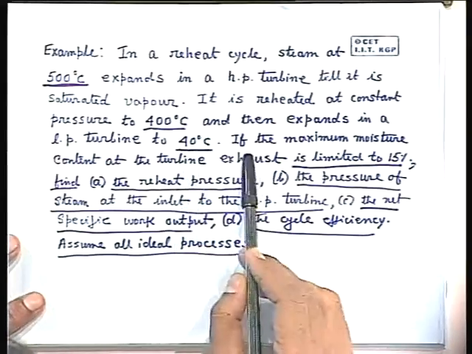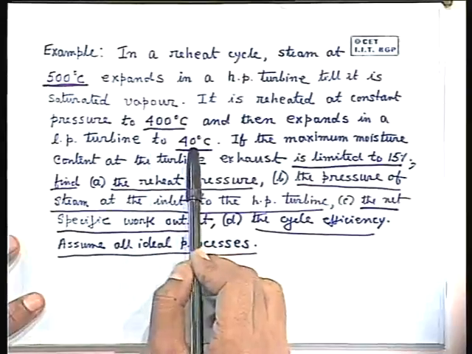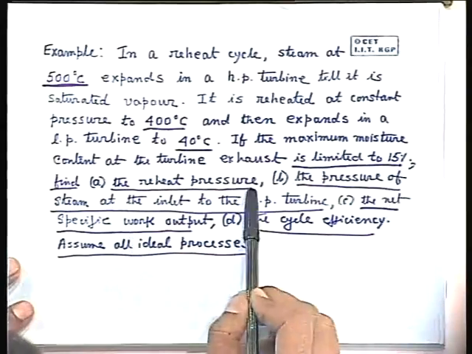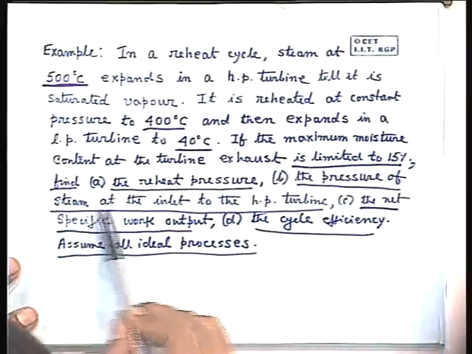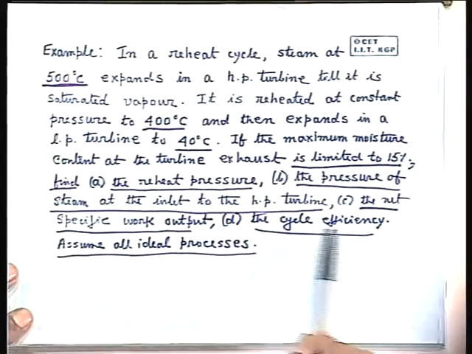Well, these are the three important data. The maximum moisture content is 15%, that is also important. Then we will have to find out the reheat pressure, the pressure of steam at the inlet to the HP turbine, the net specific work output, and the cycle efficiency.